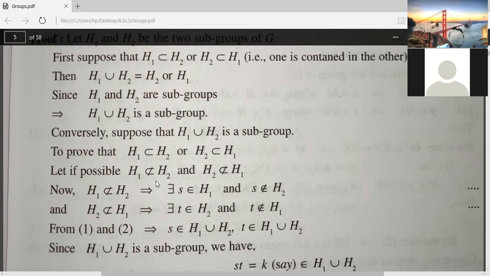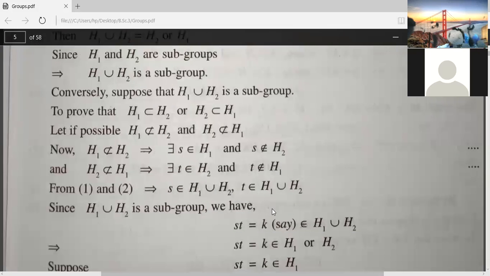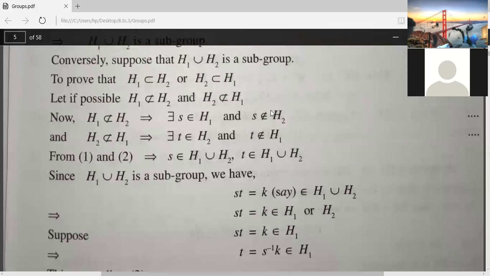If possible, suppose H1 is not a subset of H2 and H2 is not a subset of H1. Then there exists an element S belonging to H1 that does not belong to H2. That is number 1. And H2 is not a subset of H1 means there exists an element T belonging to H2 that is not contained in H1. That is number 2.